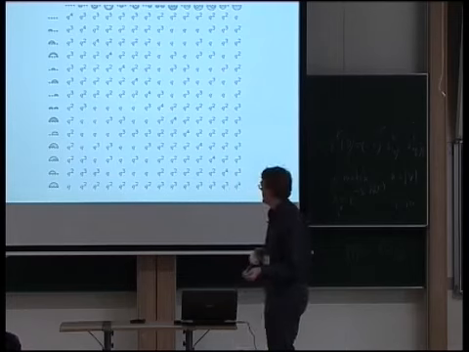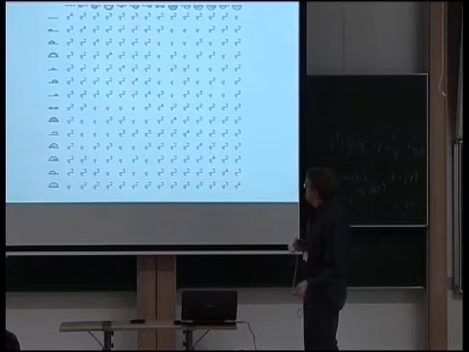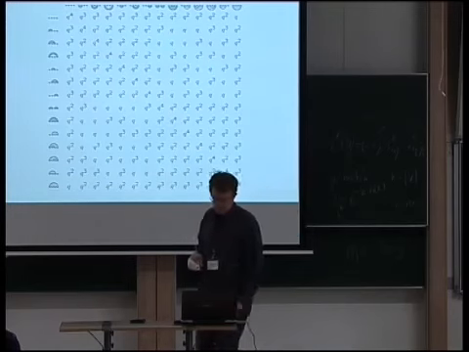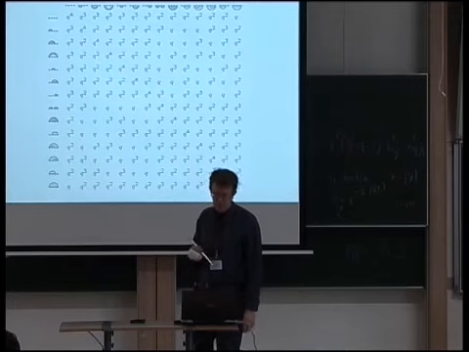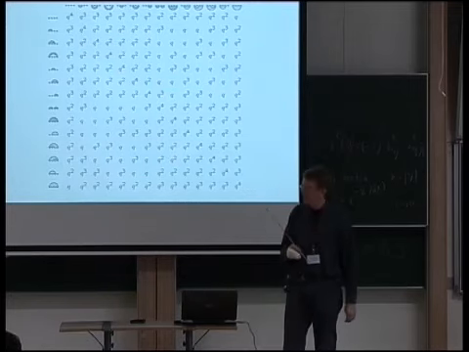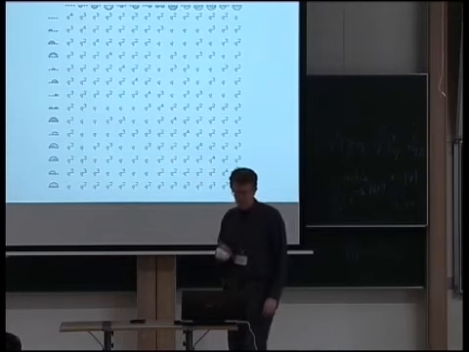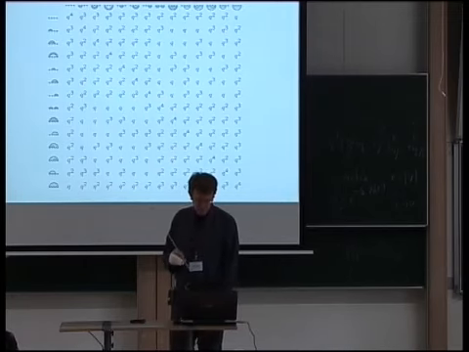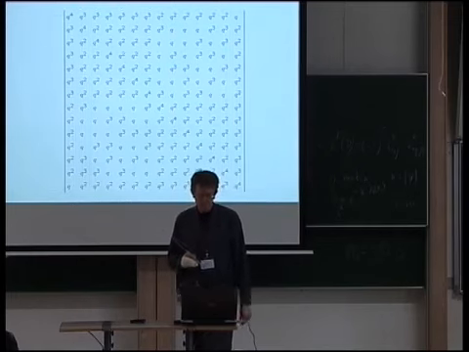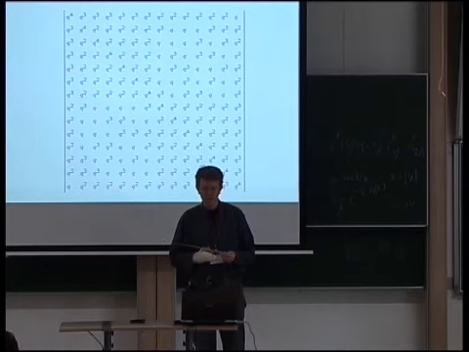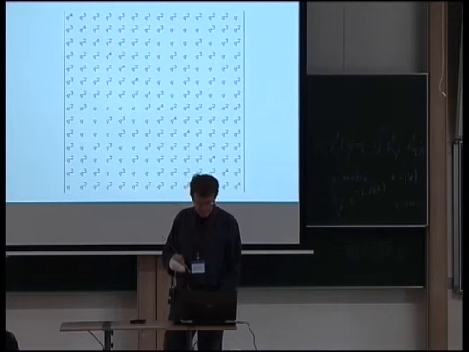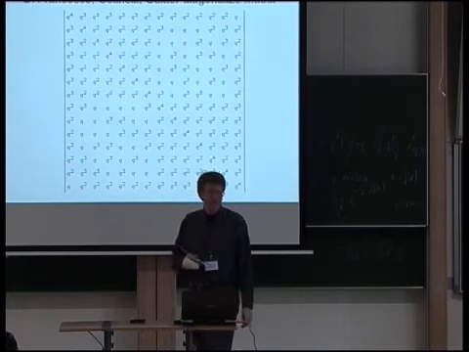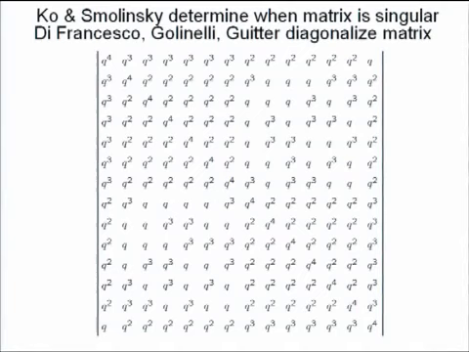All right. So informally, we call this the meander matrix. More formally, this is known as the Gram matrix of the Temperley-Lieb algebra. And Cohen-Smolinski determined for which values of Q the matrix is singular. And DiFrancesco, Golinelli, and Guitter gave an explicit diagonalization of this matrix.